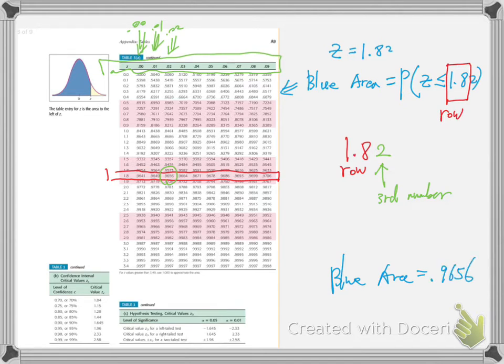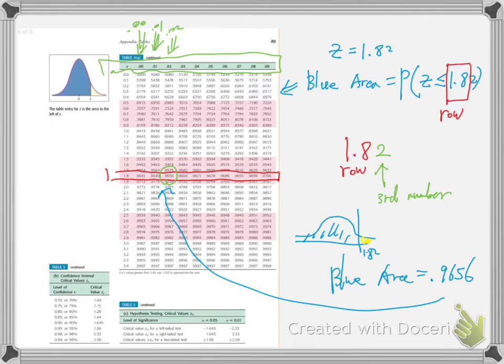The blue area is 0.9656. This is the number in table 3. The meaning is, if you cut the standard normal picture with the cutting line at positive 1.82, you have a big blue area and a small yellow area. The big blue area is 0.9656 from table 3. So you find the row, then the third number on that row, and that's the blue area.